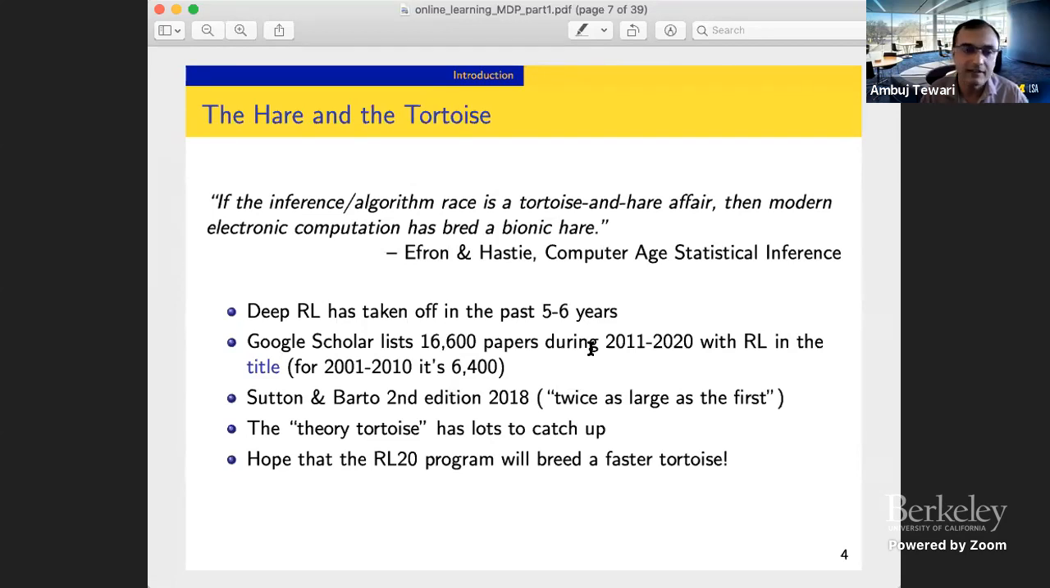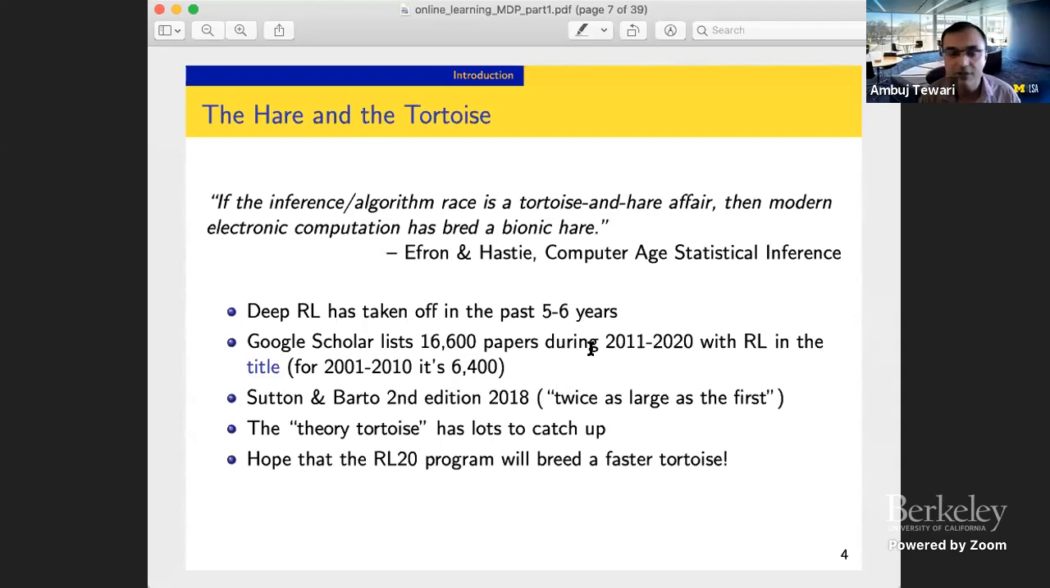And they say early in the book that if the inference algorithm race is a tortoise and hare affair, and by inference, they really mean why algorithms work, right? So there are algorithms, and then there are reasons why they work. So let's call those reasons inference, why algorithms work. So if the inference algorithm race is a tortoise and hare affair, then modern electronic computation has bred a bionic hare. So the hare is really running away much faster. The methods and the algorithms are just being developed at a breathtaking pace right now. Especially deep RL has really taken off in the last 5 to 6 years.